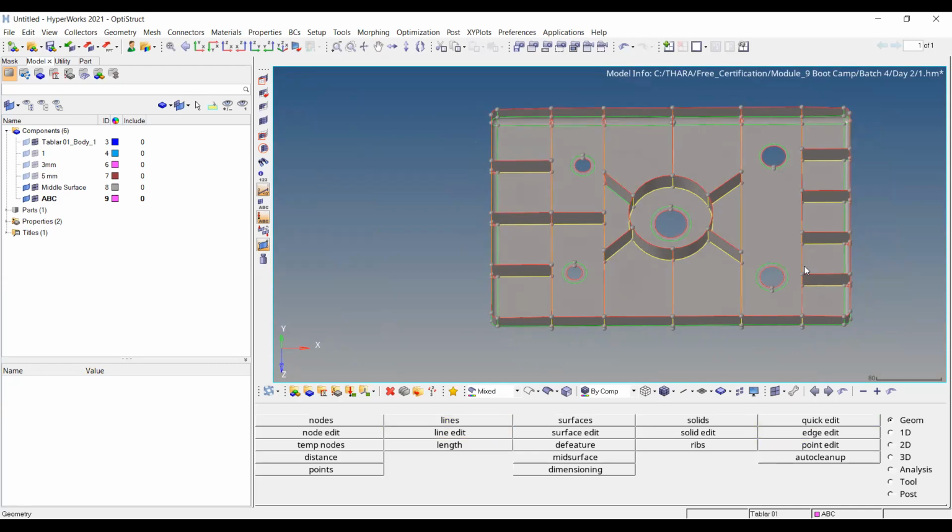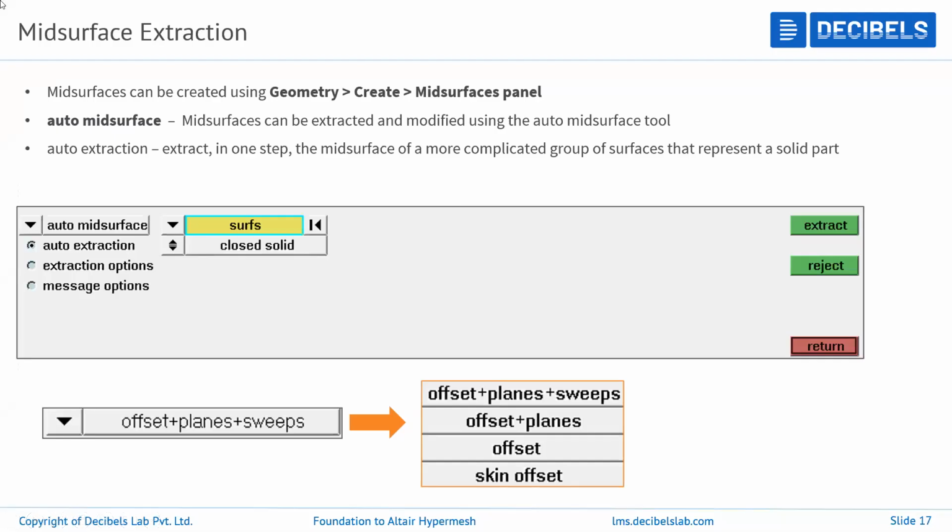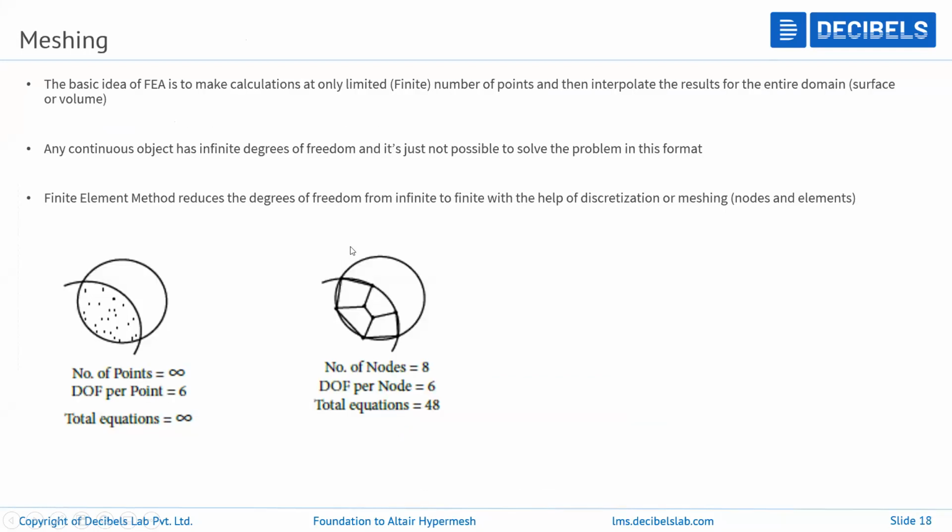These are the basic mandatory checks we need to do before we extract the mid surface. We have learned where the extraction option is and how to extract the mid surface. Now we'll move on to the meshing.